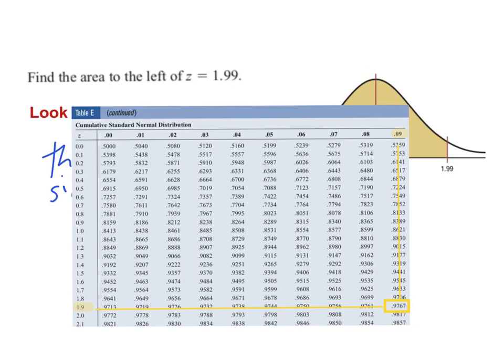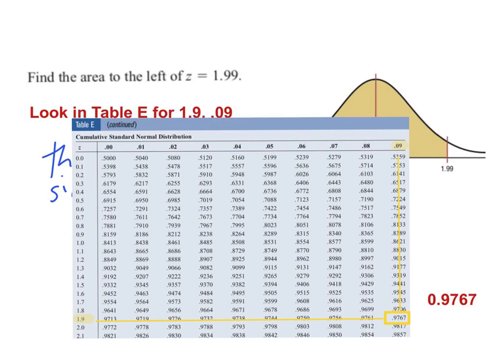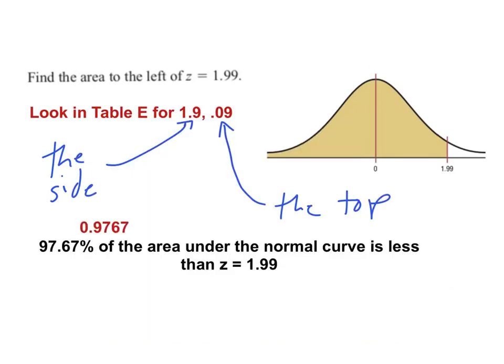Let me show you that. There it is. And another thing that means, just so we're clear, 97.67% of the area under the normal curve is less than that z value of 1.99. And you just pull that off the table. Looks about right now. Most of the area is covered, it's almost 100%. We've got this little part over here that's not shaded in.